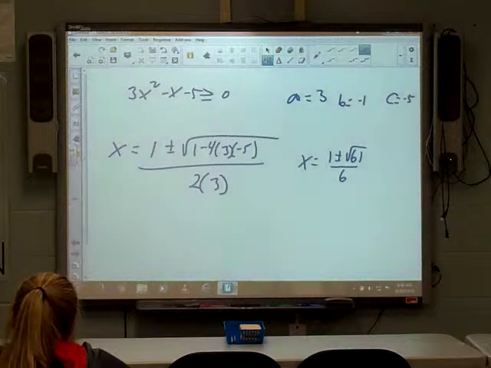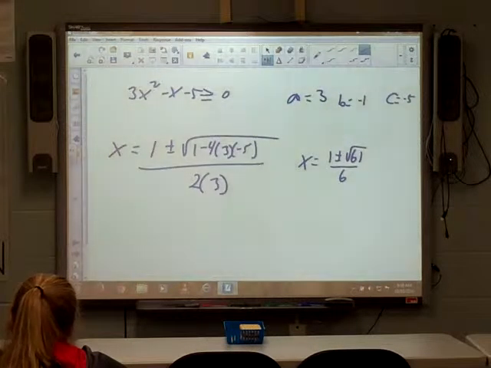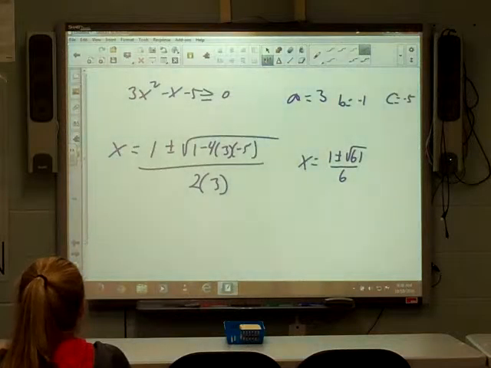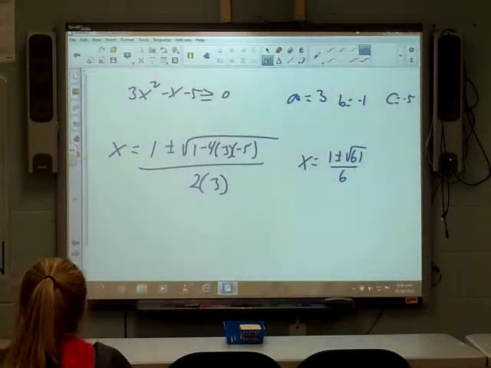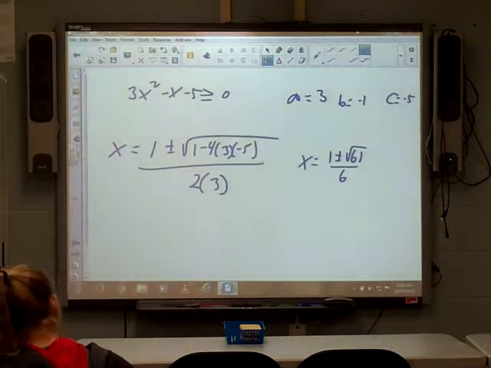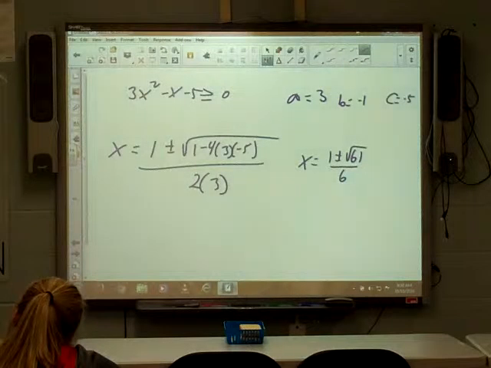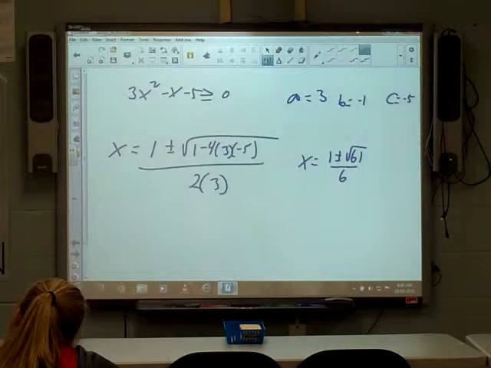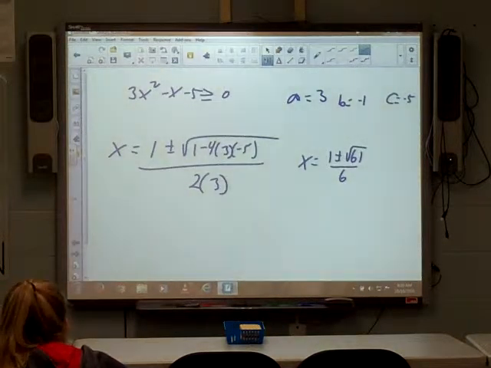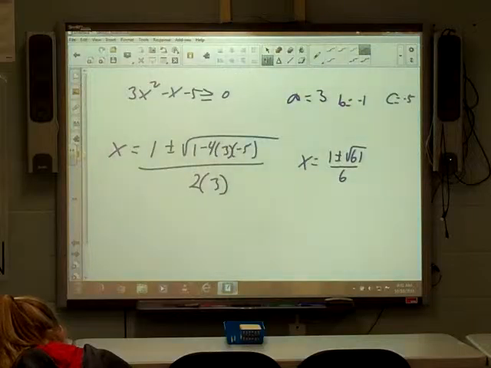That means x is not equal to those 2 points. x has to be between those 2 points. So x can't be equal to 1 plus or minus the square root of 61 over 6. x has to be in between those 2 points. The minus is smaller, so it goes on the left, and the plus is bigger, so it goes on the right. So this is your answer.